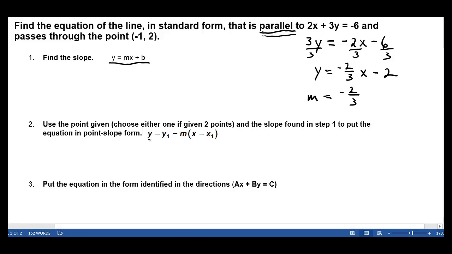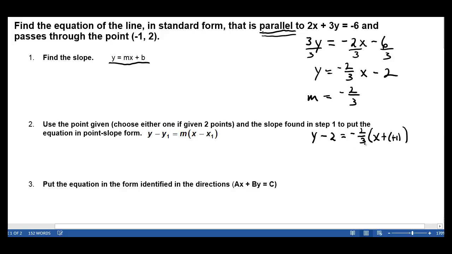So point-slope form is y - y1 = m(x - x1), where m is the slope. So we have y minus, the y value is 2 for this problem, equals the slope, which is -2/3, times the quantity x minus, and in this problem, the x value we're using is -1. So here we have a double negative. So we have y - 2 = -2/3 (x + 1).